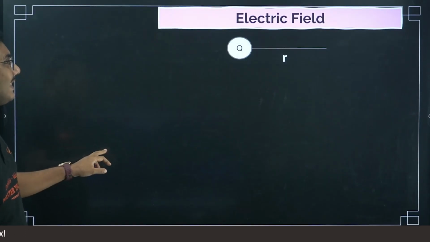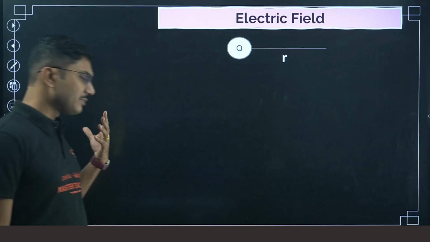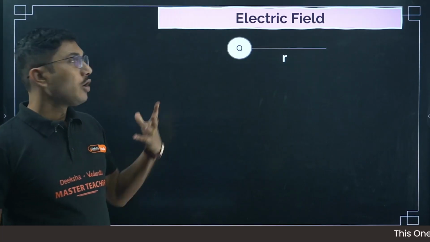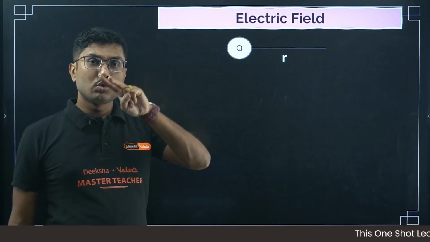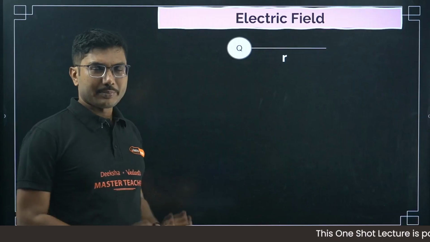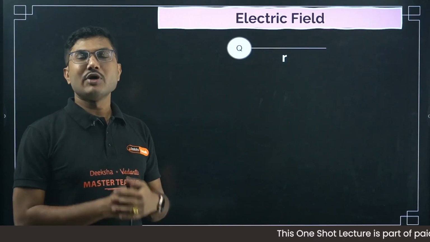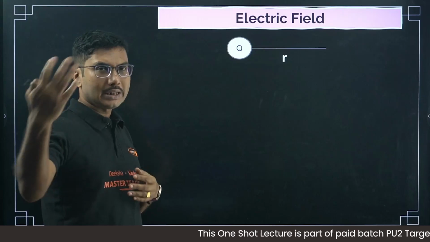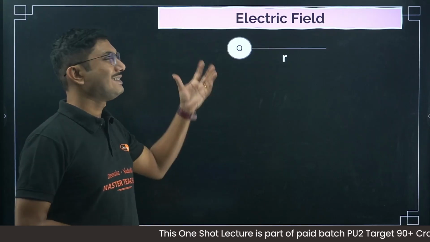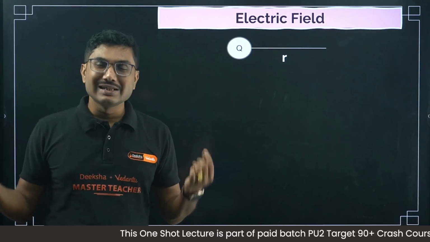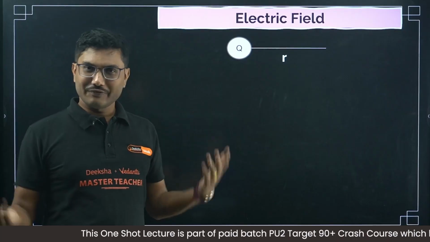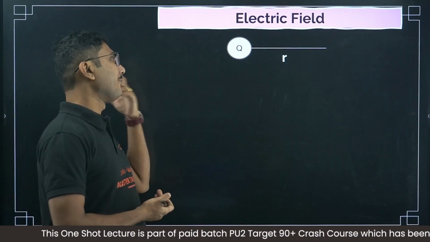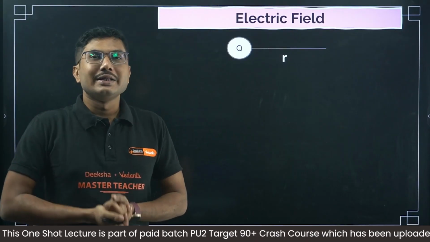Now next is electric field. Coulomb's law talks about two charges, right? Minimum two charges are present. If more than two charges are present, you have to apply the superposition principle to find the force. That is a little bit complicated part. But what about one single charge? For two charges, fine, we have Coulomb's law. But when we have only one charge, then what?